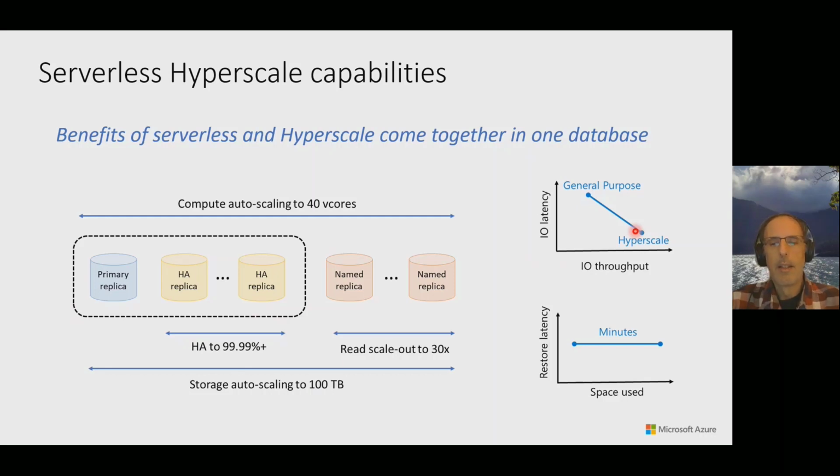In terms of latency, because of this caching hierarchy, hyperscale IOs tend to range somewhere in the neighborhood of 1 to 5 milliseconds to complete, whereas in the general purpose tier, those IO latencies are about twice as long. And then finally, because backups in hyperscale rely on taking snapshots, restoring a database of any size, even up to 100 terabytes, completes independent of whatever that size happens to be in just a matter of minutes.